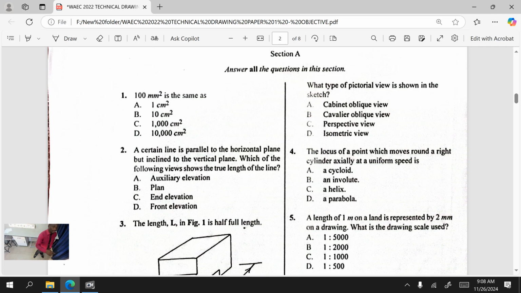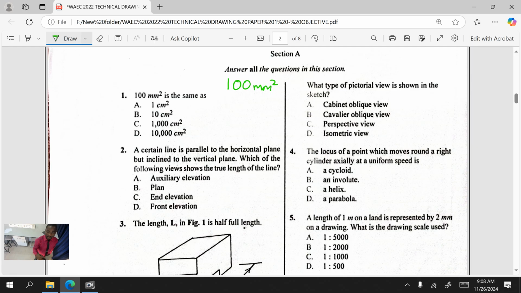So question number 1. Question number 1 says 100 millimeters square is the same as dash. You have to take your time to do this. This is the mathematical aspect of technical drawing. So we start with 100 millimeter square. For us to solve this question, this is an area scale. So we need to convert it to a linear scale.